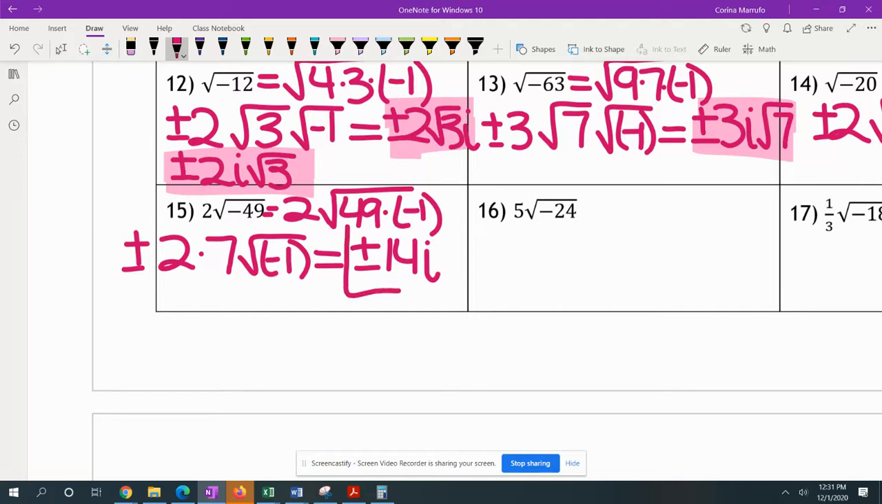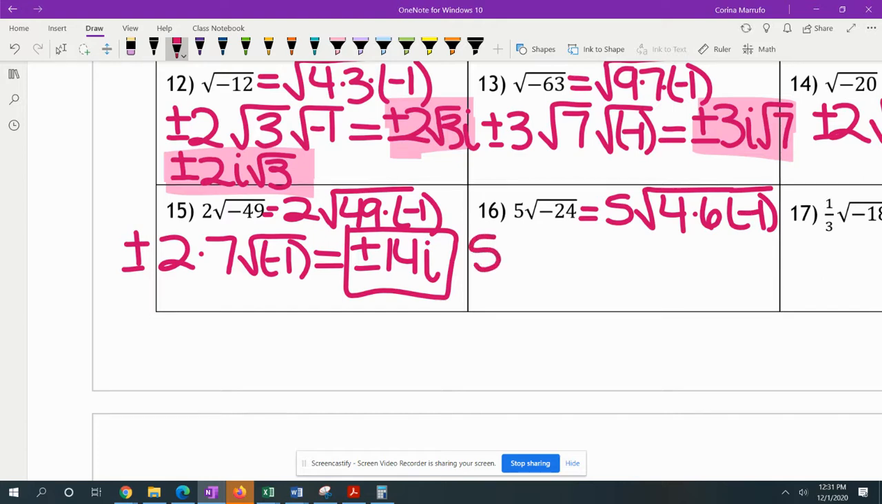Okay, the next one we have 5 times the square root of negative 24. So the 5 still stays in the front. We can't take the square root of 24 and get a whole number, so we're going to break it into 2 numbers that multiply to give us 24, and that would be 4 times 6, and then times negative 1. Now we can take the square root of 4 and get a whole number. I'm going to put the plus or minus in the front, and it'll give us 2.